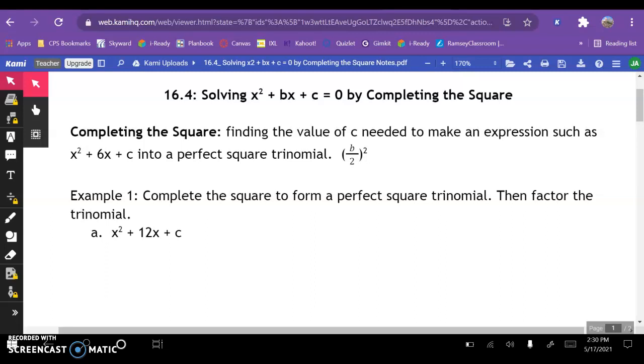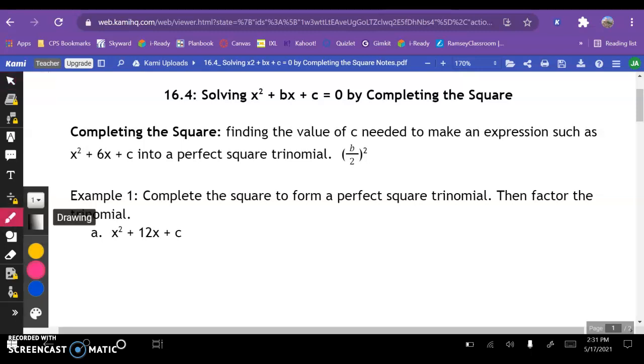For section 16.4, we are solving x squared plus bx plus c equals 0 by completing the square. So I want you to notice there's no a value in these questions. So what does completing the square mean? That means that we are finding the value of c needed to make an expression into a perfect square trinomial. So what that does is it makes it faster to solve and a little bit easier. And we complete the square by adding b over 2 squared to both sides.